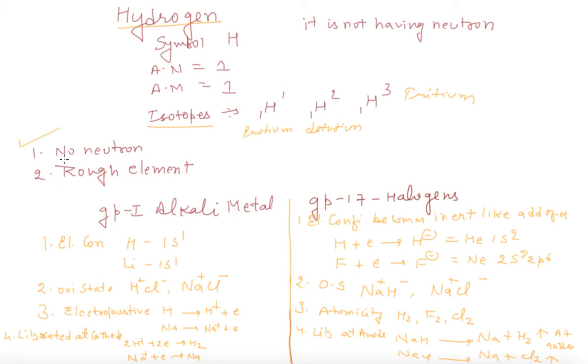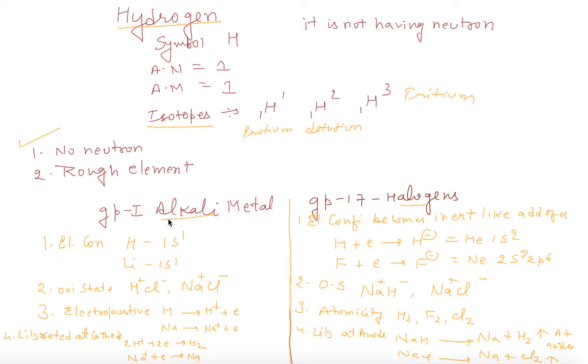Hydrogen is the element which has no neutron and it is considered a rogue element, and its position in the periodic table is doubtful till today. It's a drawback of the modern periodic table also. It has some properties similar to the first group, like the alkali metals, and some properties similar to group 17, like the halogens. Some of them I have discussed here.